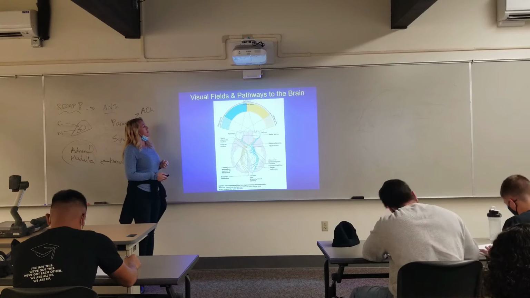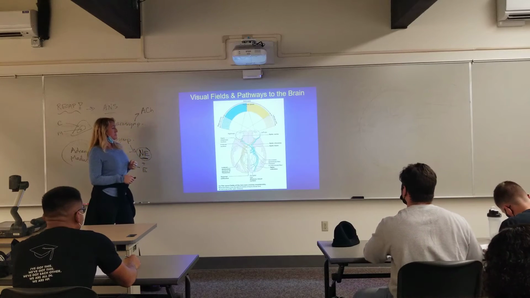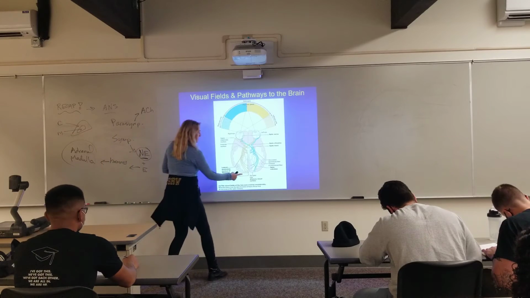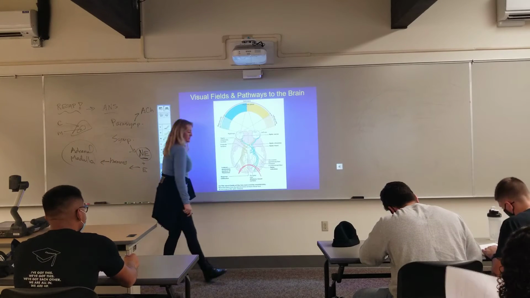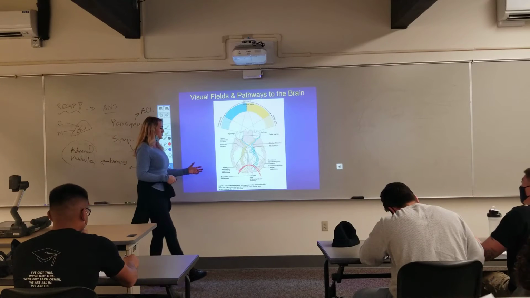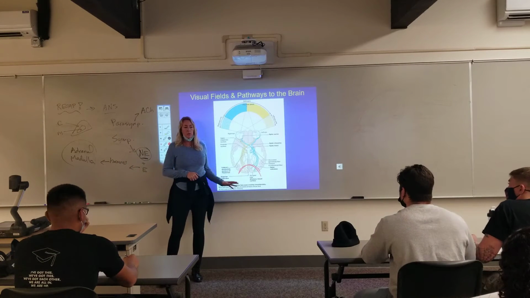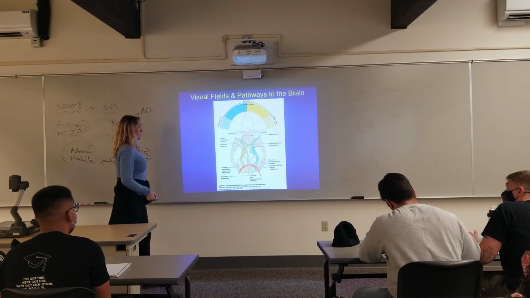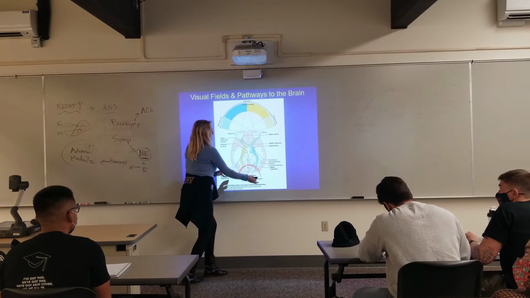Visual fields and pathways to the brain, we have several different things going on, but I want you to remember, primary visual cortex is in the back of the occipital lobe. Those are the neurons processing what you see, what colors you see, what light intensity you see, the information that you see. This is where it's first being processed. I mean, major processing of vision.